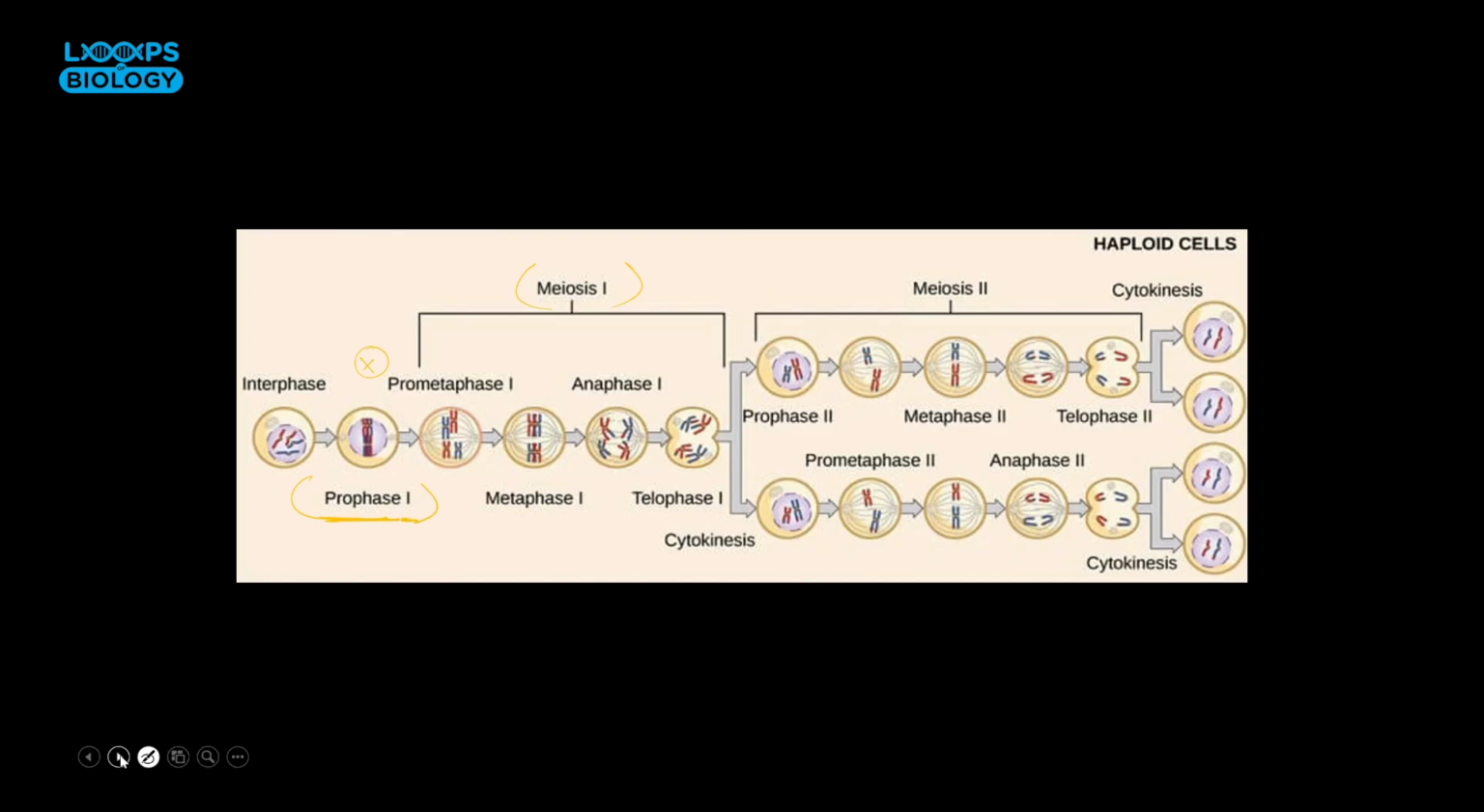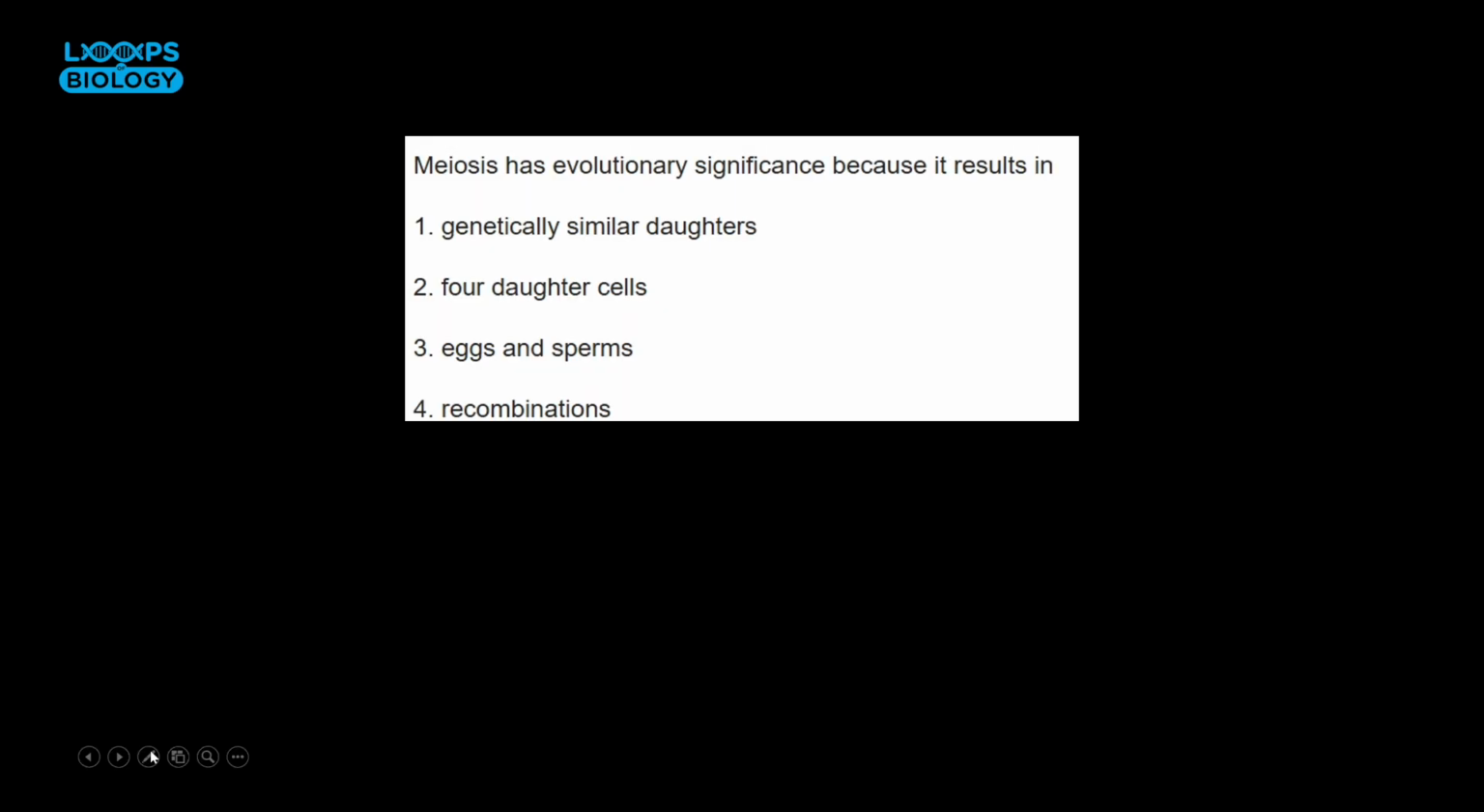So meiosis has evolutionary significance because it results in recombination. Meiosis is basically helpful for recombinations. How can this question be solved if we are not aware of recombination within meiosis? Whenever I talk about evolutionary significance, that means evolution has to move in a positive manner, that means a new species has to form.